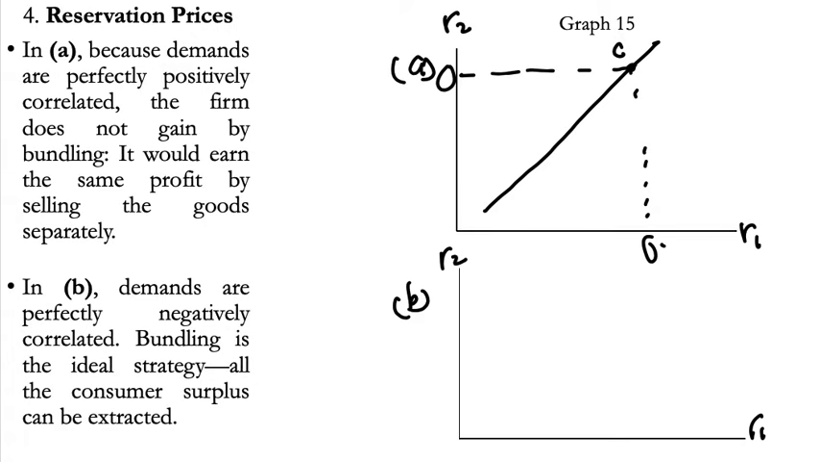But what about this? If it looks like that, then you know that the demand for the two goods is perfectly negatively correlated. Bundling is the best here, so that you can extract all consumer surplus. Okay, so that's the thing.